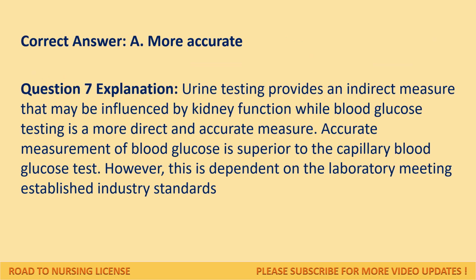Question 7. Explanation. Urine testing provides an indirect measure that may be influenced by kidney function, while blood glucose testing is a more direct and accurate measure. Accurate measurement of blood glucose is superior to the capillary blood glucose test. However, this is dependent on the laboratory meeting established industry standards.